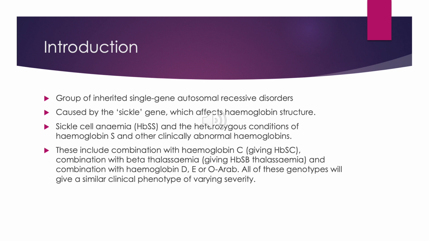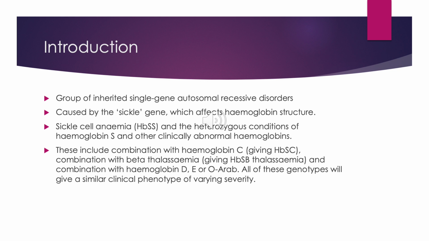Sickle cell disorders are a group of inherited single gene autosomal recessive disorders caused by a sickle gene, which affects the hemoglobin structure. It's classified into sickle cell anemia, where there is a homozygous affection of both genes, so the structure will be HbSS, and the heterozygous conditions, which are a combination of hemoglobin S and other clinically abnormal hemoglobin, which can include combination with hemoglobin C, beta thalassemia, hemoglobin D, E, or O Arab. All of these genotypes will give a similar clinical phenotype of varying severity.